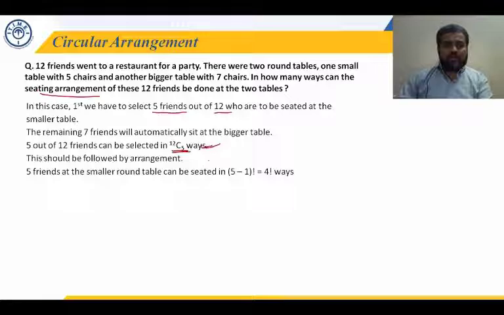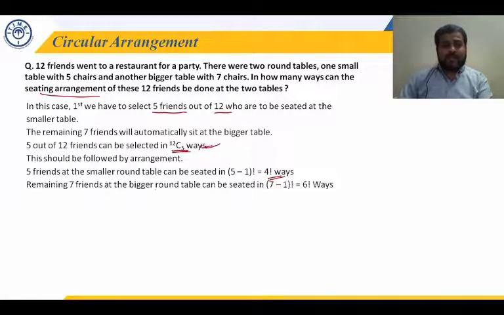So the 5 friends at the smaller table can be seated in 5 minus 1 factorial ways, which means 4 factorial, because it is a round table. And the remaining 7 friends at the bigger table can be seated in 7 minus 1 factorial ways, which is 6 factorial ways, because again it is a round table. Fine. So what is the total number of ways?